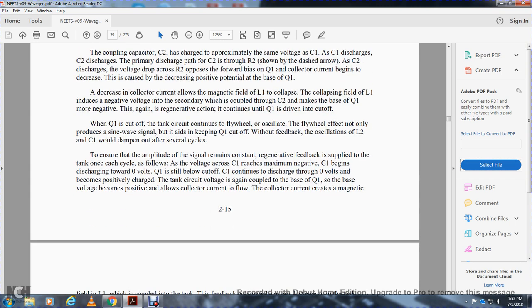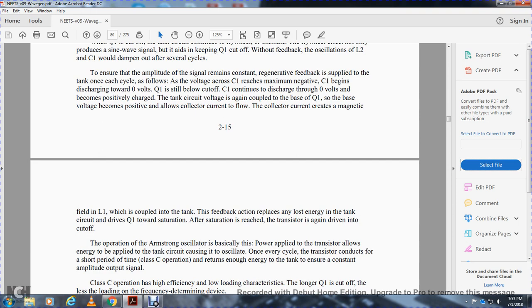To ensure the amplitude of the signal remains constant, regenerative feedback is supplied to the tank. During each cycle, the voltage of capacitor 1 reaches its maximum negative value, and capacitor 1 then discharges toward 0 volts. Transistor 1 is still below cutoff. As capacitor 1 discharges through 0 volts, it becomes positively charged. The tank circuit voltage is again coupled to the base of the transistor, so the base voltage becomes positive. This allows collector current to flow, and the collector current creates a magnetic field in inductor 1, coupled to the tank. The feedback action replaces any lost energy in the tank circuit and drives transistor 1 toward saturation.